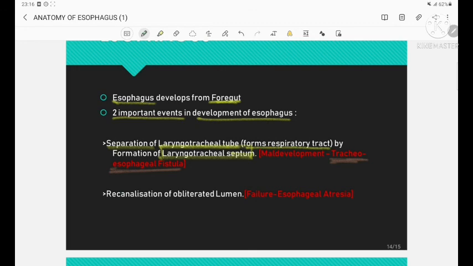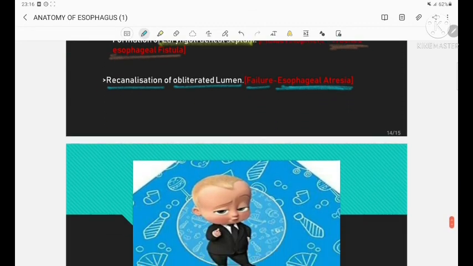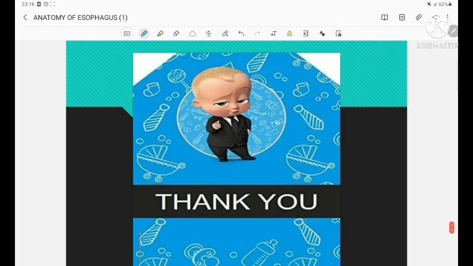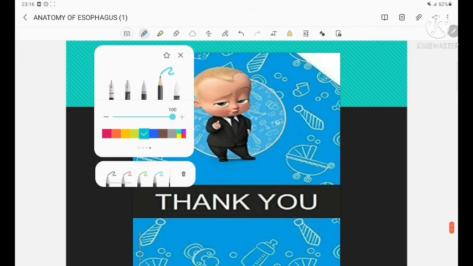The second important event is the recanalization of the obliterated lumen. So if this fails, it leads to esophageal atresia. This is all about the anatomy of esophagus.